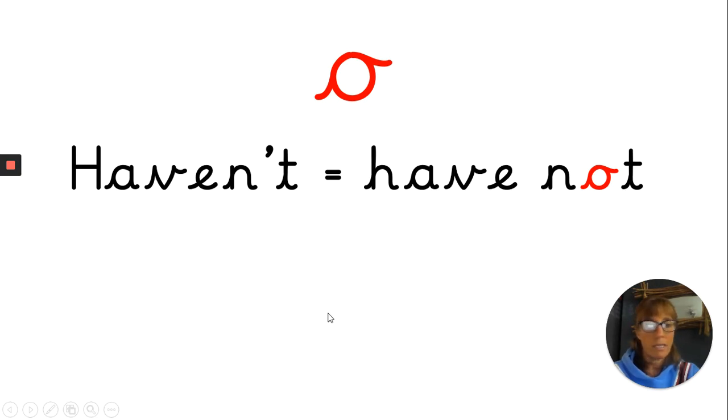I haven't got any sweets. I have not got any sweets. And the apostrophe replaces the letter O. And often when we're talking, children, we make two words into one. We say haven't a lot. We don't often say have not. So when we're talking, we often crush two words together into one and we use the one word, haven't.